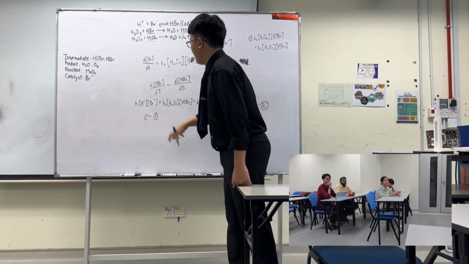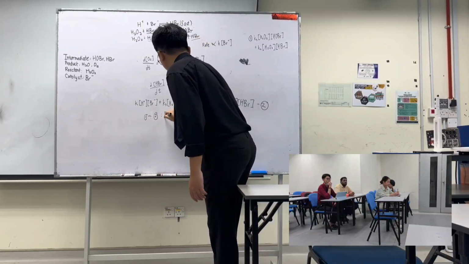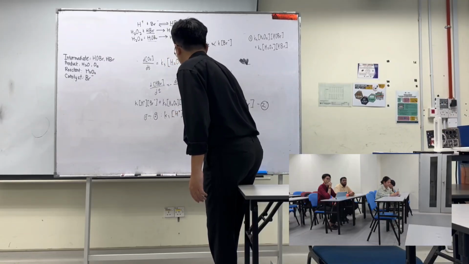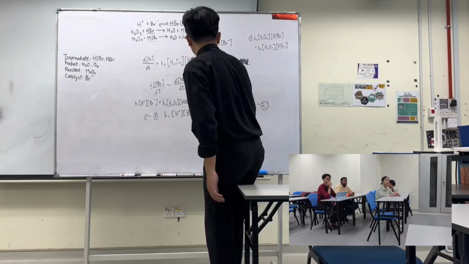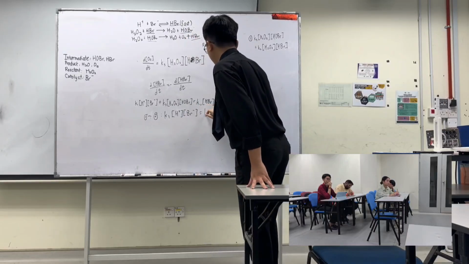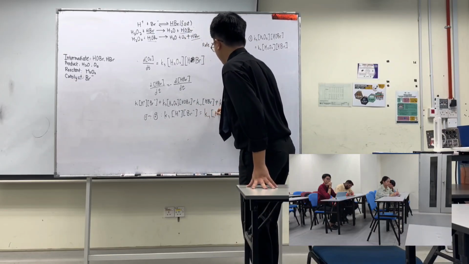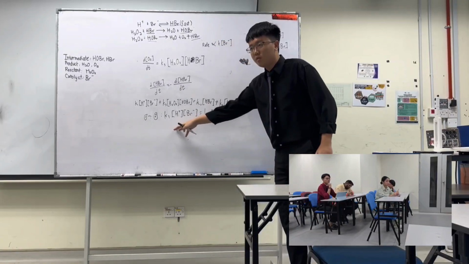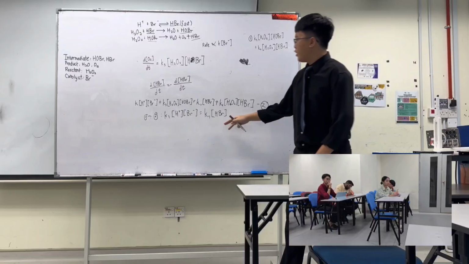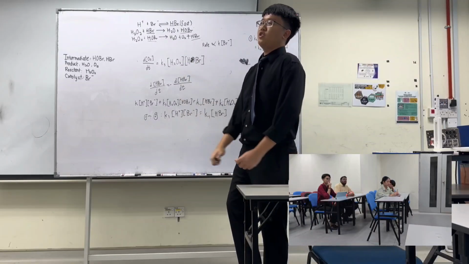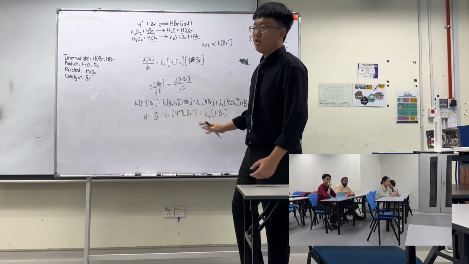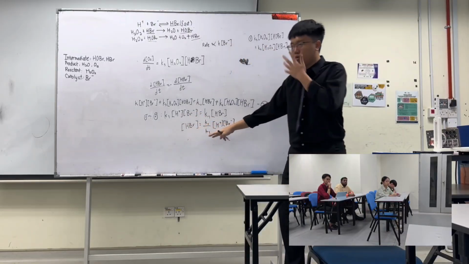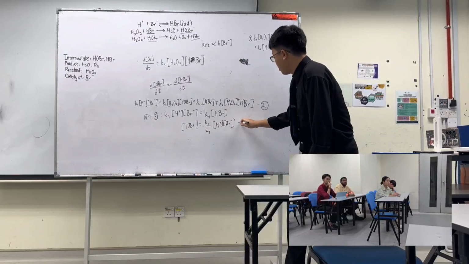So if we do minus, the equation we will get is K1 H plus Br minus equals K negative 1 HBr. Okay, so the equation becomes very short. So for now, we know the intermediates HOBr and HBr. So we can make HBr equal to something. We will get the answer HBr equals to this. So this is our third equation.